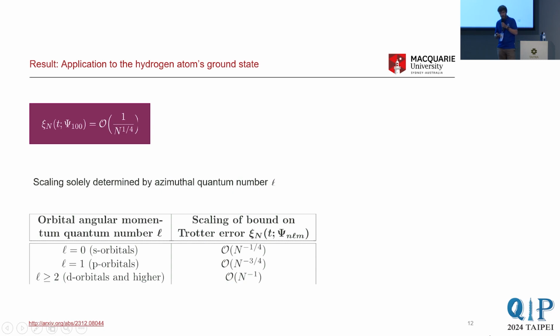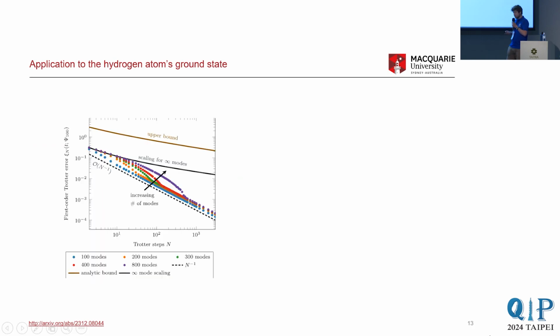And in fact, we find that this scaling holds for all s orbitals. So the scaling completely depends on the orbital angular momentum quantum number. And also for p orbitals, we find a slower scaling. And for higher orbitals, the scaling that we know from the finite dimensional systems holds true. Well, and now this is all just upper bounds. So we want to know, do we actually get the scaling, or is it just some artifact? And so we looked at this problem numerically as well. And we find that numerically, we also get a slower scaling that coincides with the scaling that we find analytically.